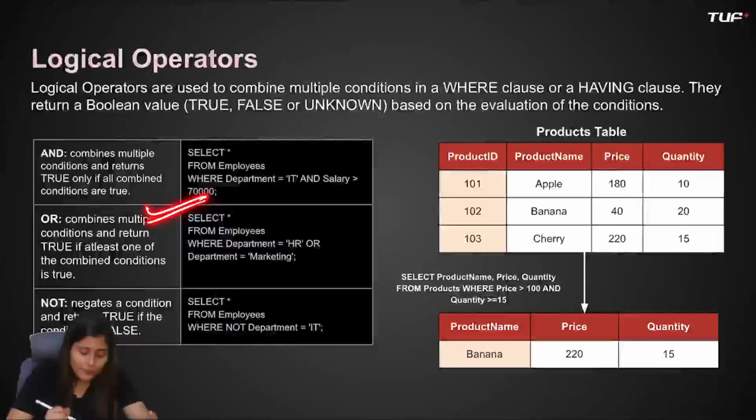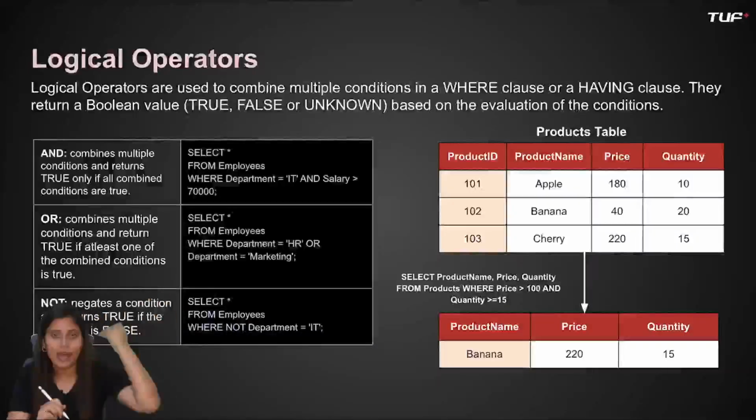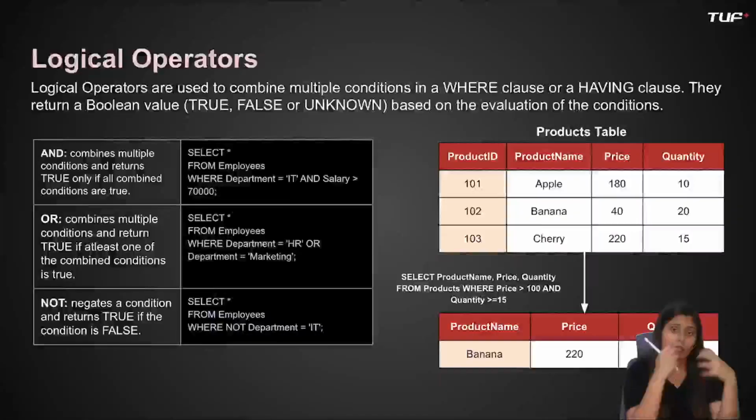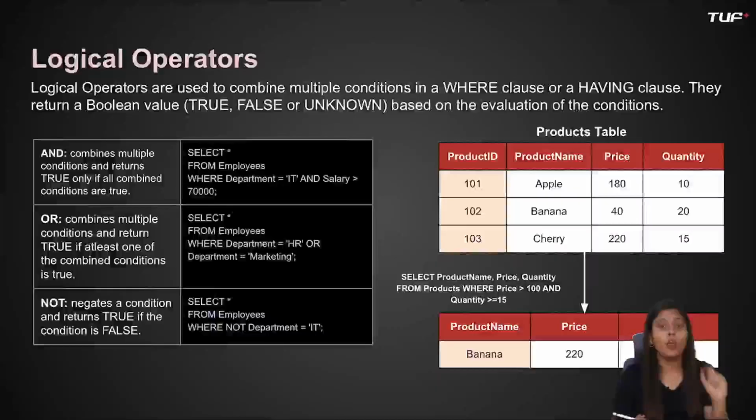Similarly, in the second query, we are applying or. Or means the department should be HR or the department should be marketing. So we are selecting all the rows having the department marketing or HR, both, right? Then for the not case, we are selecting all the employees where department is IT and we are having the not operator. So basically we are selecting all the columns from the table which have department not IT, like apart from IT.